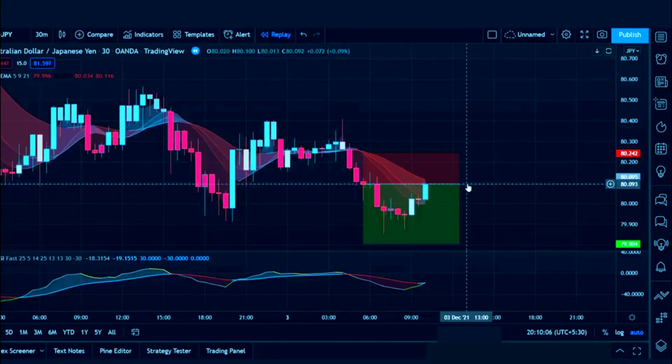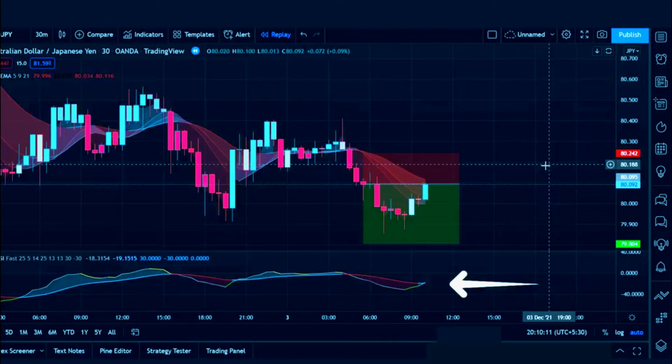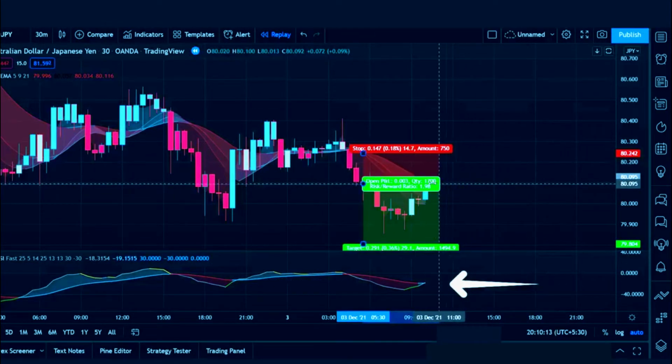We have made a very small profit on this trade. And the reason for booking a small profit here is that you can see the TSI indicator below has changed from red color to sky color.